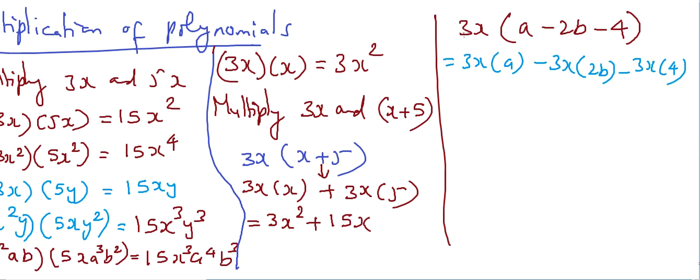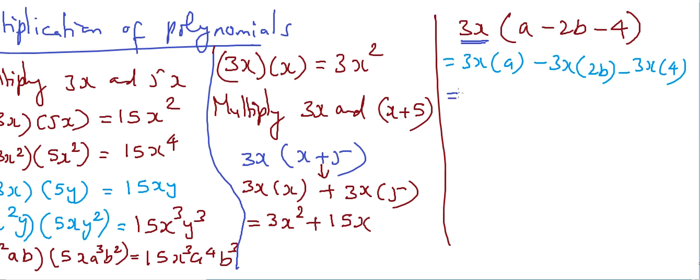Okay, remember, here 3x is a positive number. By that I mean the sign of 3x is positive, it's not minus 3x. If there's a minus before 3x, then each sign inside the bracket will change when we expand. Okay, let's see that in the next example.